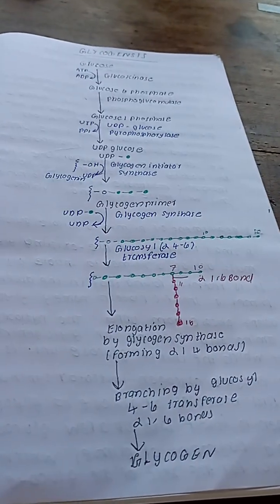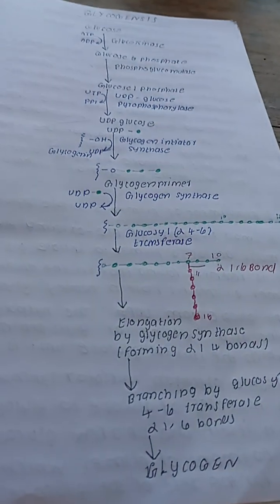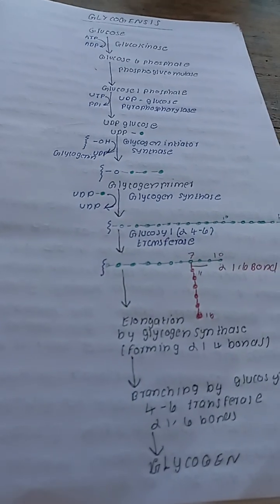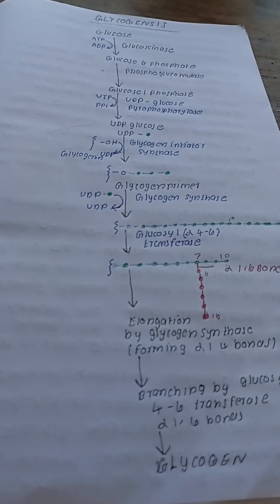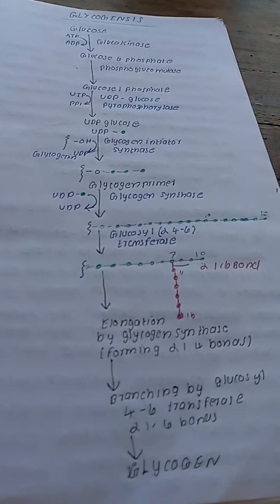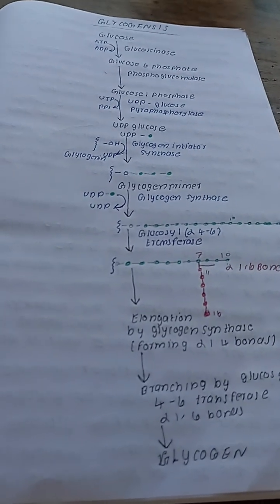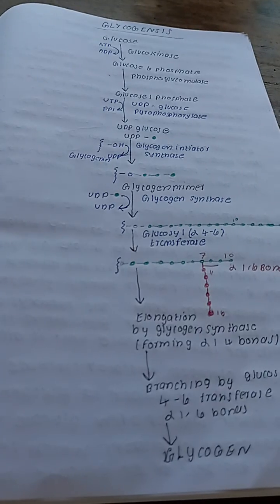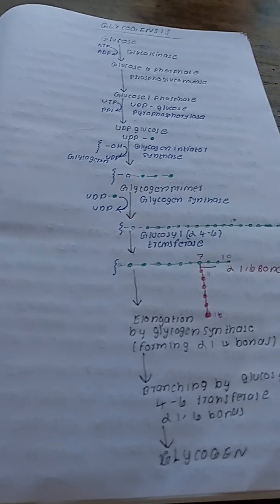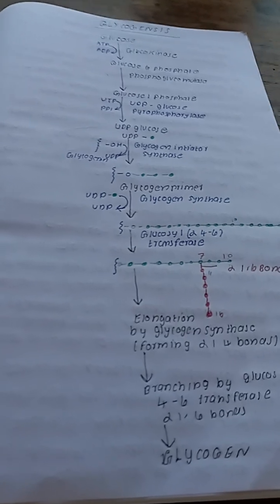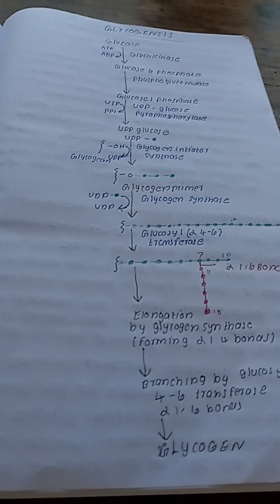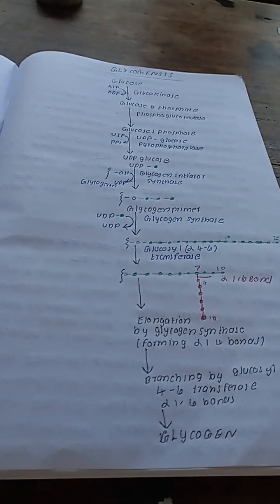This is the diagram I showed, and before that we have to know the main four steps. First is synthesis of UDP-glucose. Second is synthesis of the primer, the initiation of synthesis. Third is glycogen synthesis by glycogen synthase. And fourth, the last reaction, is the forming of branching.